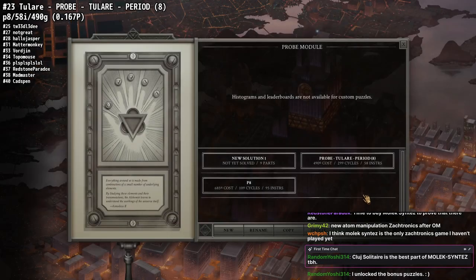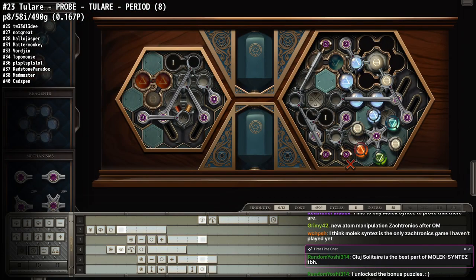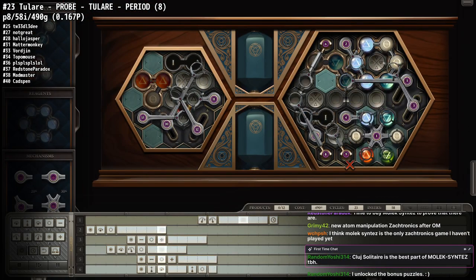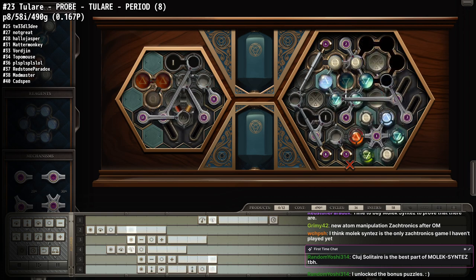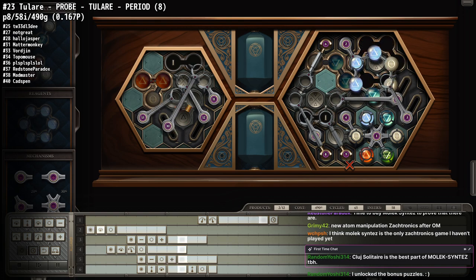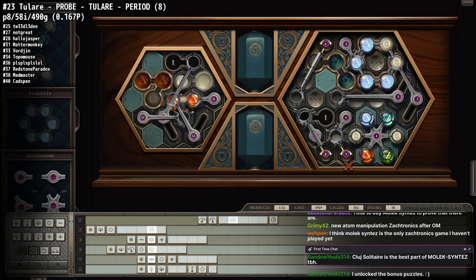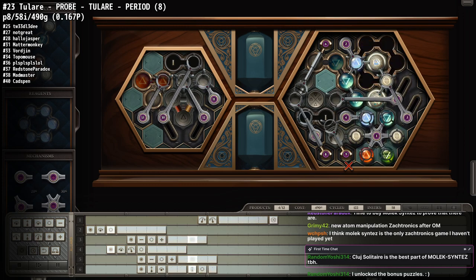Anyway, next up is Tulare with another period 8, down to 58. I tried desperately to make a period 6 machine, which I still think is possible. I couldn't find a layout that didn't leave pieces stranded or lacking an element I needed. I'll leave that to the wizards. Period 8 feels competent. I'm satisfied with this solution.